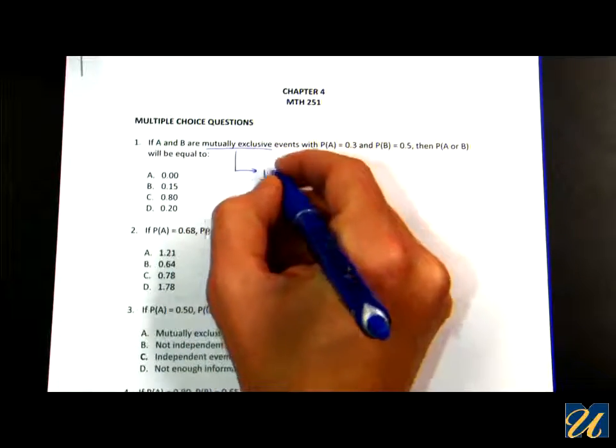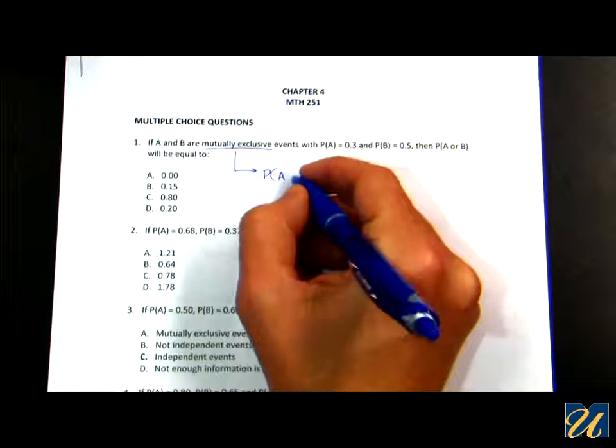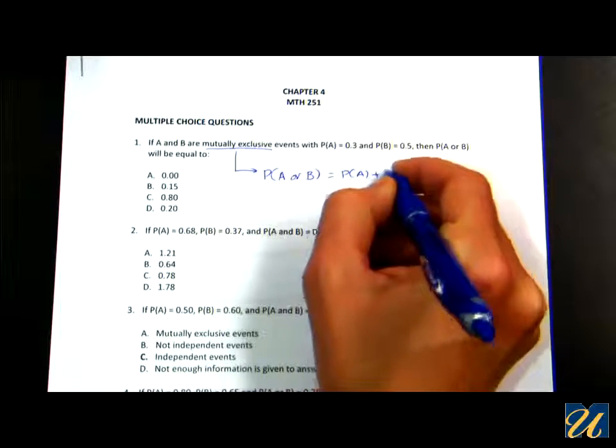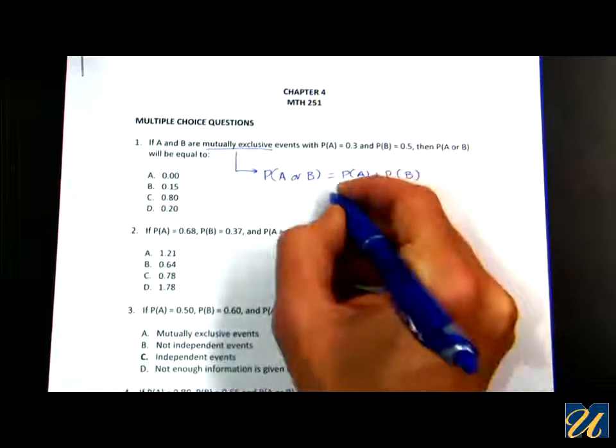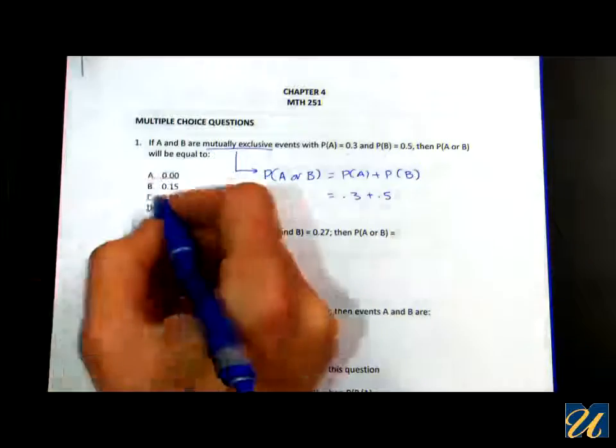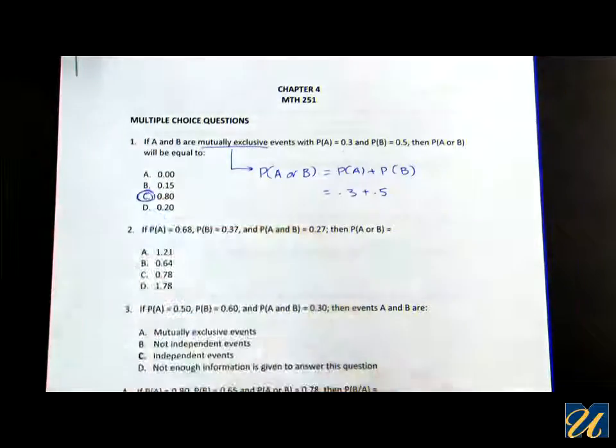Since we know that the two events are mutually exclusive, we know that the probability of A or B will be equal to the probability of A plus the probability of B. So all we need to do is add the corresponding probabilities. So the correct answer will be C.